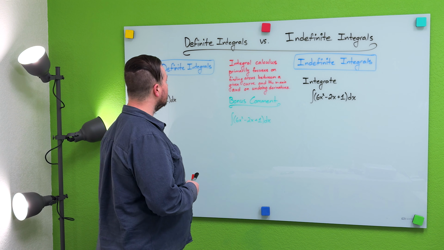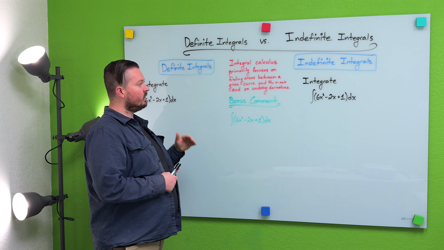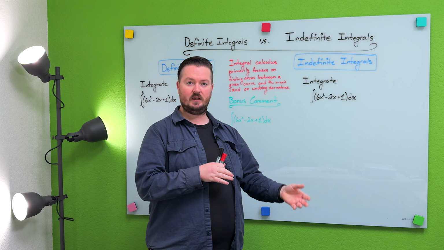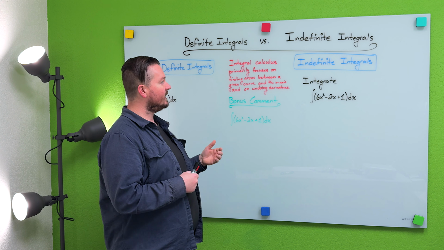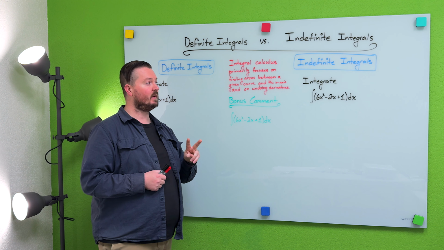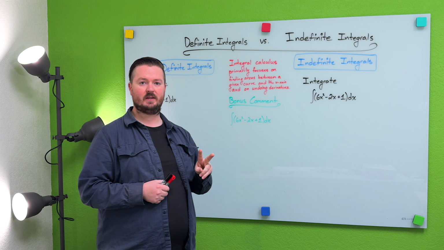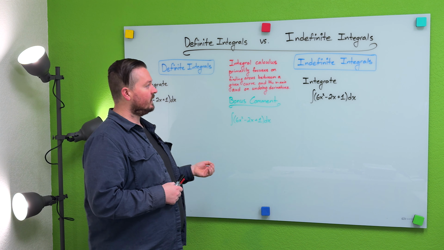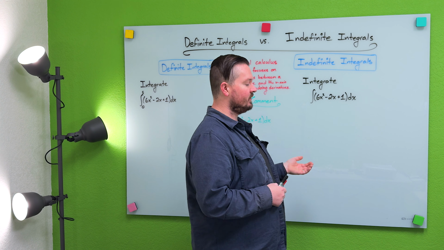So to begin, we know there are two major sides of calculus. There's differential calculus and integral calculus. When we get into integral calculus, there are really two different types of integrals we could be dealing with. One type is a definite integral. The other type is an indefinite integral.